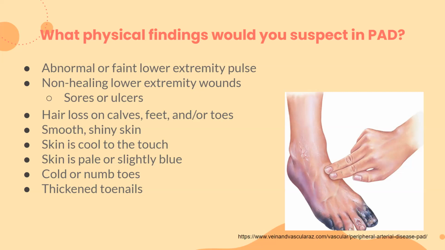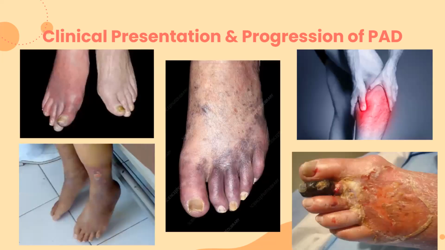Also, if the patient presents with sores or ulcers that they just don't seem to be getting any better, that's also typical for PAD, as well as hair loss, smooth and shiny skin on the legs and feet, or skin that is slightly cold to the touch, and also cold and numb toes. These pictures are just going to illustrate some of the milder cases and some of the severe cases. We're going to see the toenails, the ulcer, and bluish limbs.